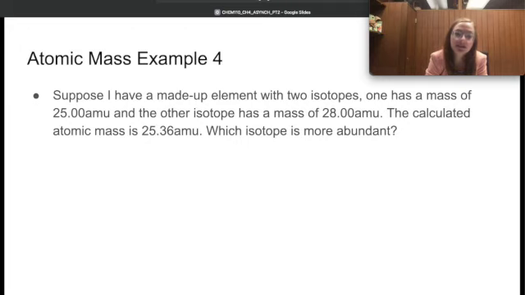So in this case, we have 2 different isotopes, and we want to know which one's more abundant. Well, I can take some information from that clue of our atomic mass being closer to one than it is to the other. 25.36 AMU is very, very close to 25.00 AMU. So we can assume that one's more abundant. It's skewing that average closer to it. Therefore, whichever one the atomic mass is closer to, if I have 2 isotopes, is more abundant. Pretty straightforward, but it takes just a little bit of thought.